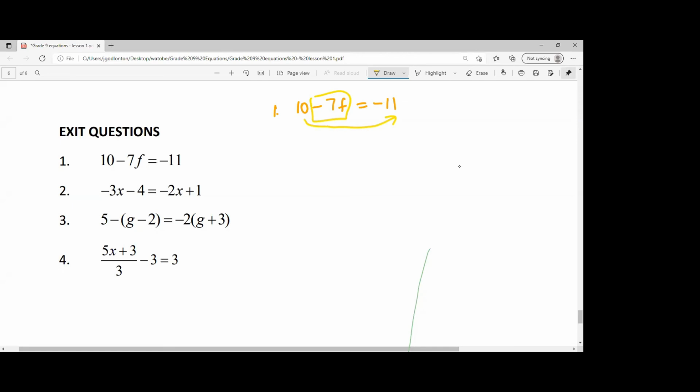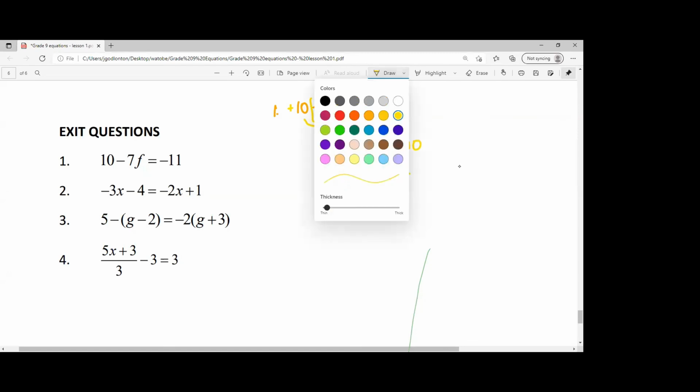Do you mind if I carry on talking you through this one? Yes, ma'am. Okay, so if I have this minus 7f over here, and I move that 10 over, I would have negative 11. And when this 10 moves to the other side, because it's a plus at the moment, it's going to become a negative. So then I'm going to have negative 7f is equal to negative 21. Divide both sides by negative 7. And so f is going to be a negative and a negative is a positive, and 21 divided by 7, 3. Okay. Yes, ma'am.